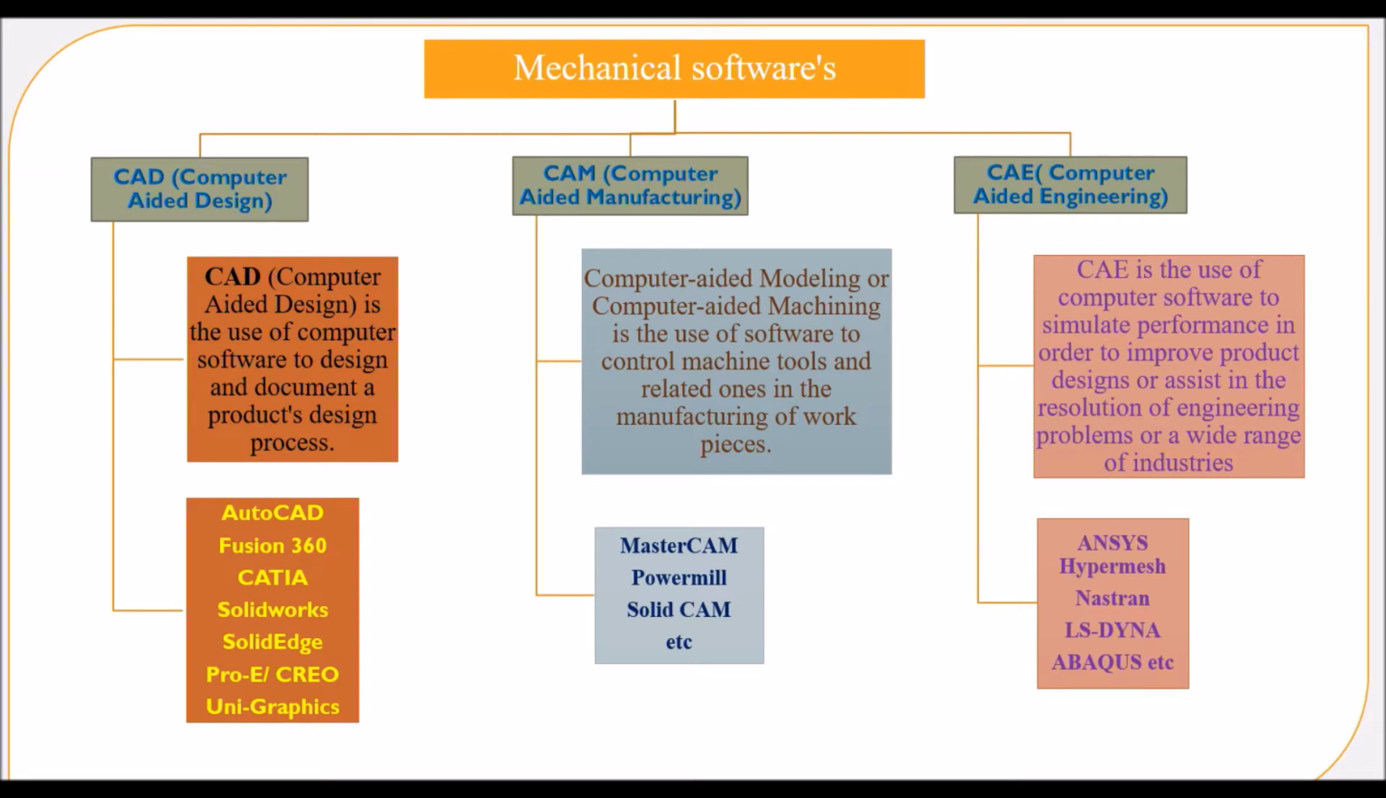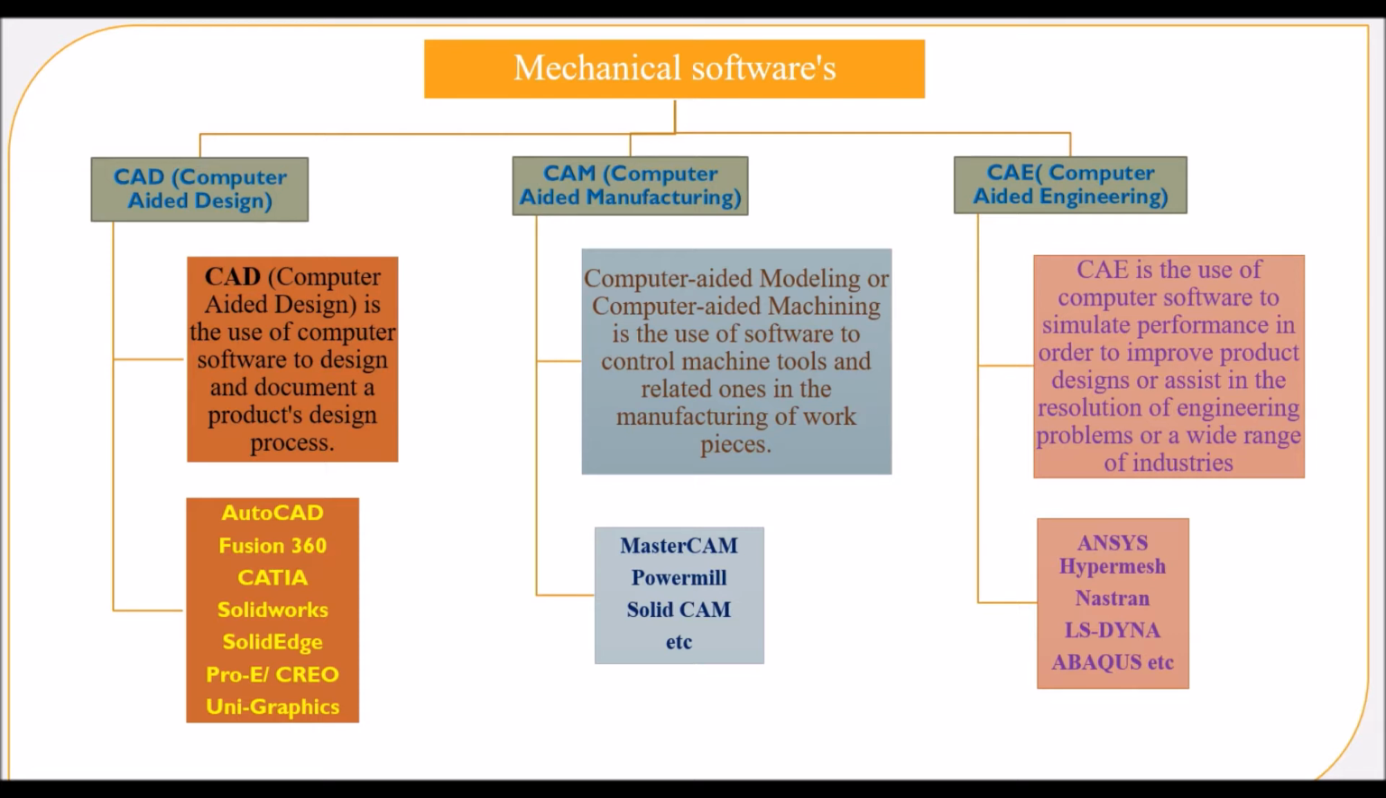Next is computer aided manufacturing. It is also called computer aided machining. It is the use of software to control machine tools and related ones in the manufacturing of workpieces. The softwares that come under CAM are MasterCAM, PowerMill, SolidCAM, etc. All these softwares are done with the G codes and M codes to generate the program.